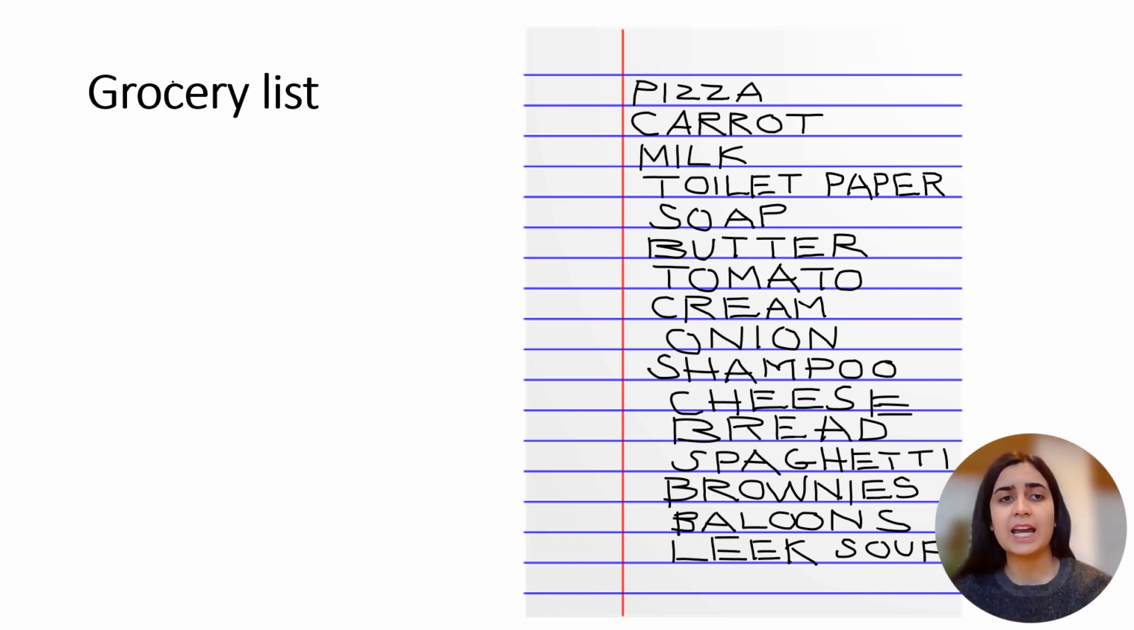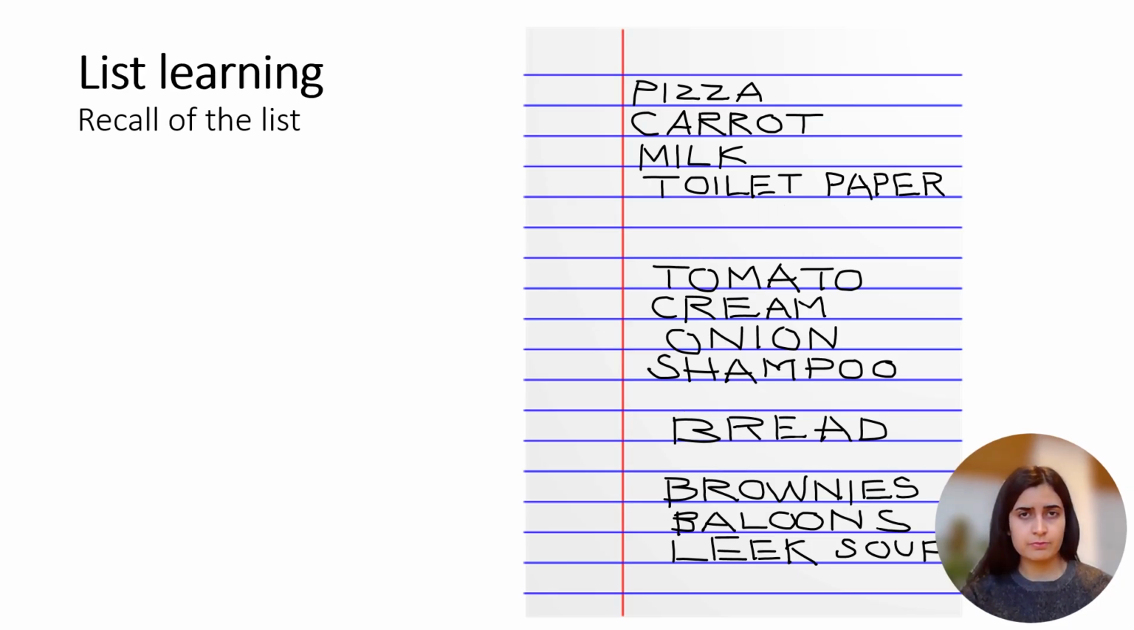The encoding part happened when you were deciding on the items of the list, when writing them down and reading them from the list, and perhaps consulting with others if the list was complete. Recall is when you remember the items on the list without having it in front of you.